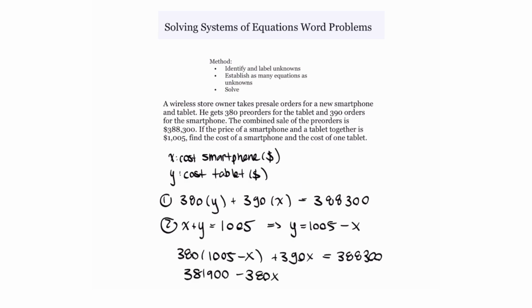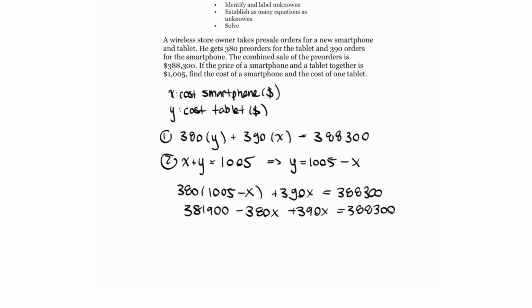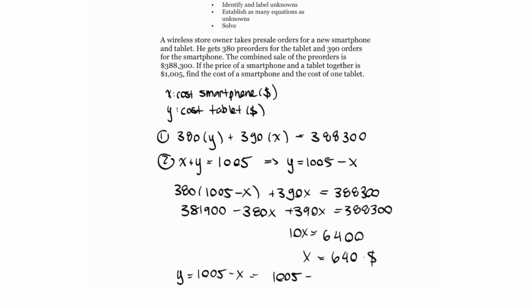So we bring everything that is our variable on one side, everything that isn't on the other side, and we get 10x is equal to $6,400, or x is equal to $640 for a smartphone. Now we use the simpler of the two equations to get that same value, or get that price, for the tablet. So it's going to be 1,005 minus 640, which is $365.